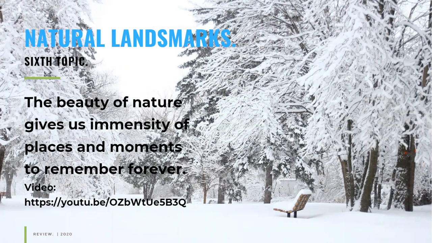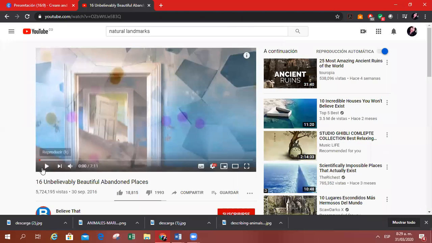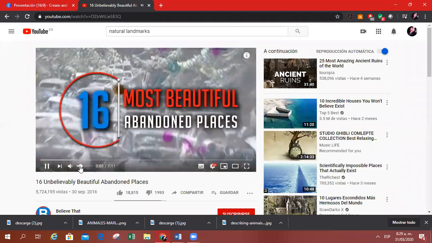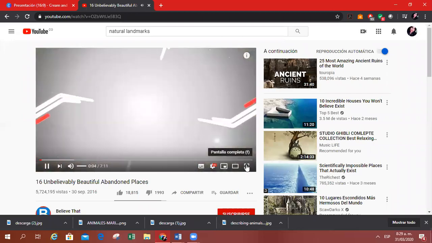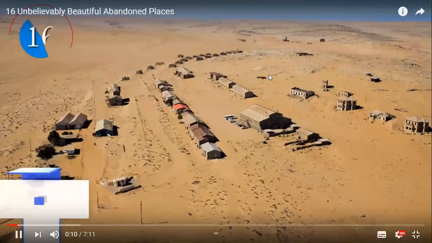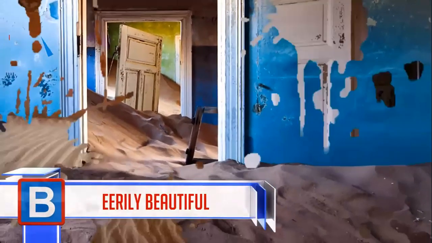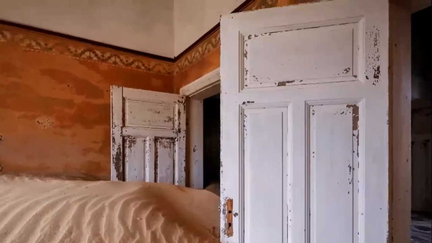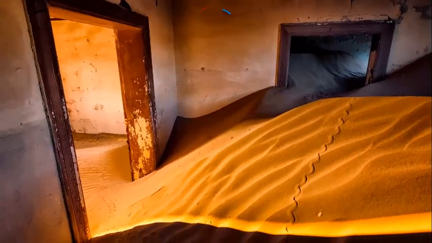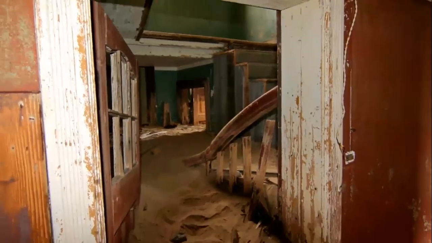The beauty of nature gives an immensity of places and moments to remember forever. Abandoned places. Eerily beautiful. This is Kolmanskop, which you can find in Namibia. This little town was thriving in the early part of the 1900s, when there was an influx of German settlers coming to the diamond-enriched areas. However, the diamonds depleted, and by the 1950s, the little town was deserted.